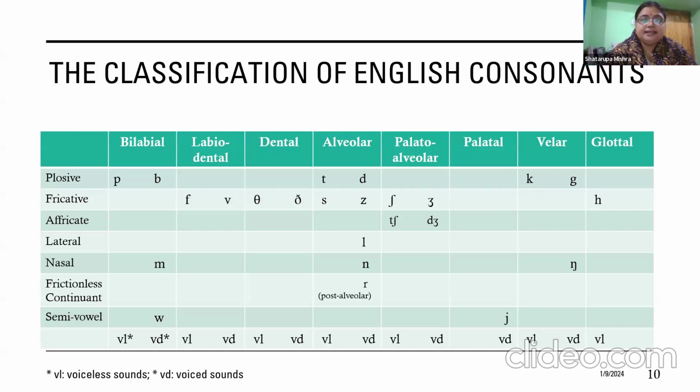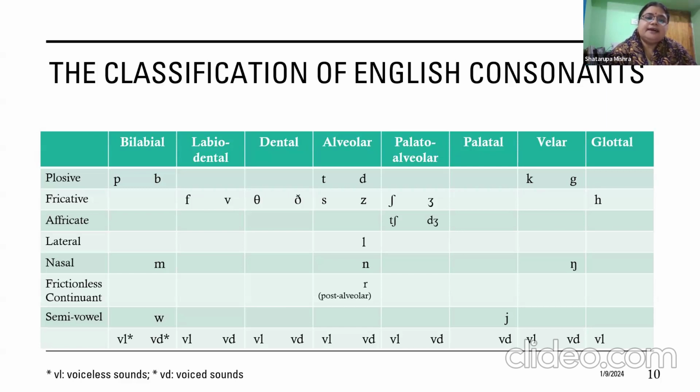Then we have three nasals, bilabial nasal, m sound. Okay. And m is voiced. And then we have alveolar nasal, which is n sound. It is also voiced. All the nasals are voiced. Okay. Then we have that ng sound. Okay. Which is a velar nasal. It is also voiced. Okay. And remember the symbol of the velar nasal.